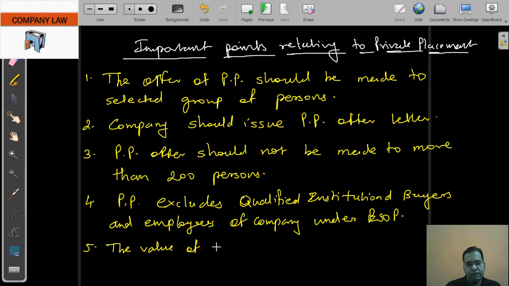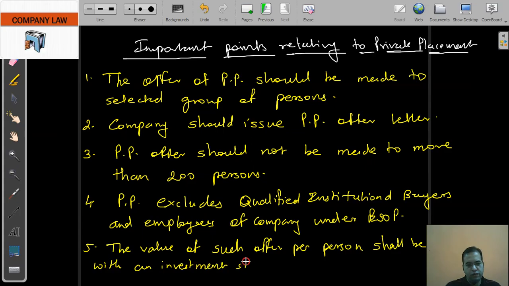The value of such offer per person shall be with an investment size of minimum 20,000 rupees. So it should be made for a minimum of 20,000 rupees.